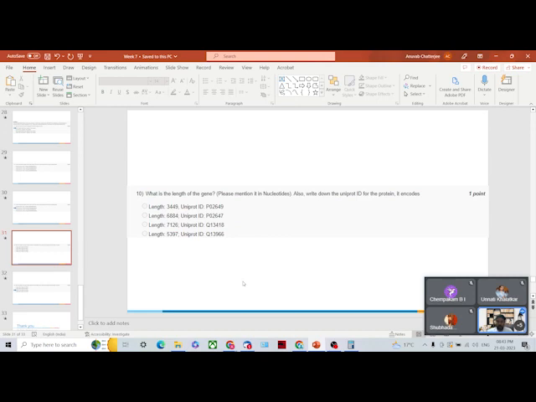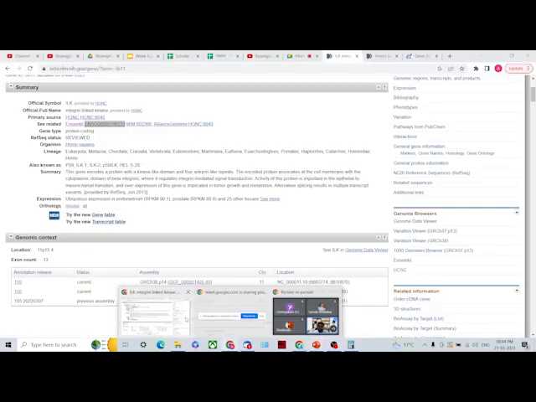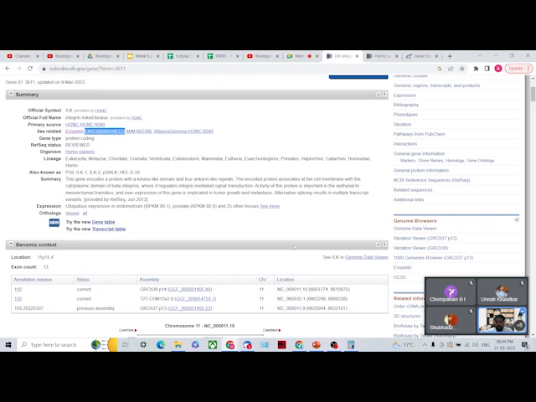So going on ahead, the final question is, what is the length of the gene? And also write down the UniProt ID for the protein it encodes. So we have a lot of options. We have to just go through it again, find the length of the gene and the UniProt ID. UniProt is another secondary database which contains the information about the encoded protein. So just go through this entire web page and try and find the size of the gene and the UniProt IDs.